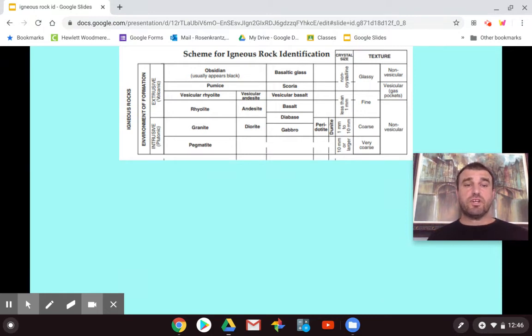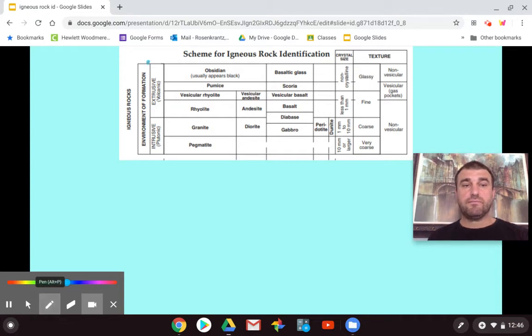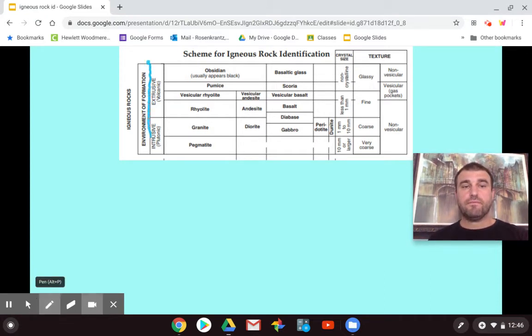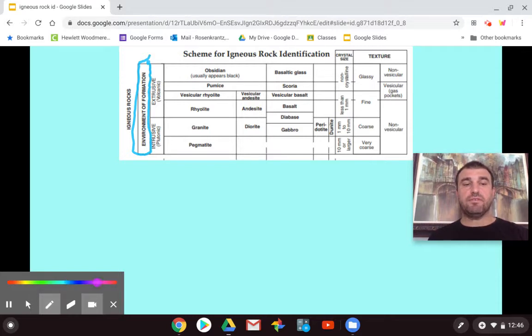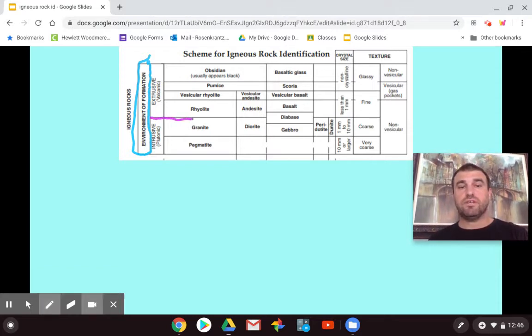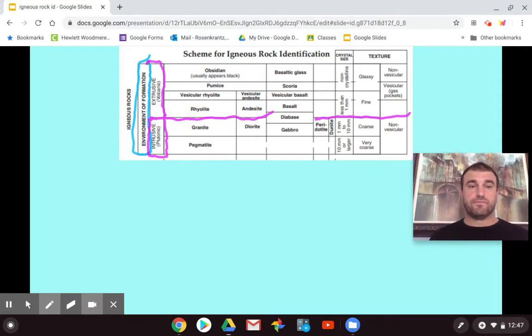The top half of this chart says environment of formation all the way on the left side. It's actually broken down into two types of environments, and this line splits the two types. I'm going to go all the way across. The bottom one says intrusive, and the top says extrusive. We're going to break these words down, define them, and explain what they mean.